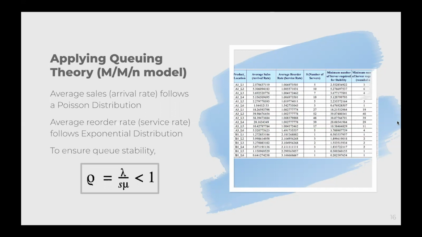Previously, it has been proven that the average sales follow a Poisson distribution at 5% significance level. To fit in an MMM model, we assume that the reorder rate follows exponential distribution. In order to calculate the minimum number of servers required for stability, we use this formula below. The table then shows the result of the 18 scenarios of different products and locations, with the minimum number of servers required for stability.